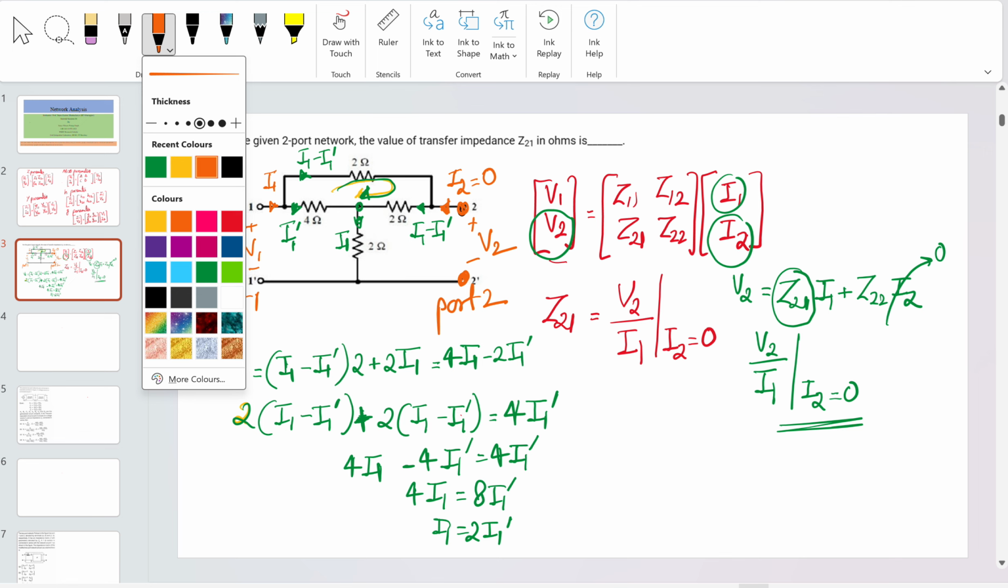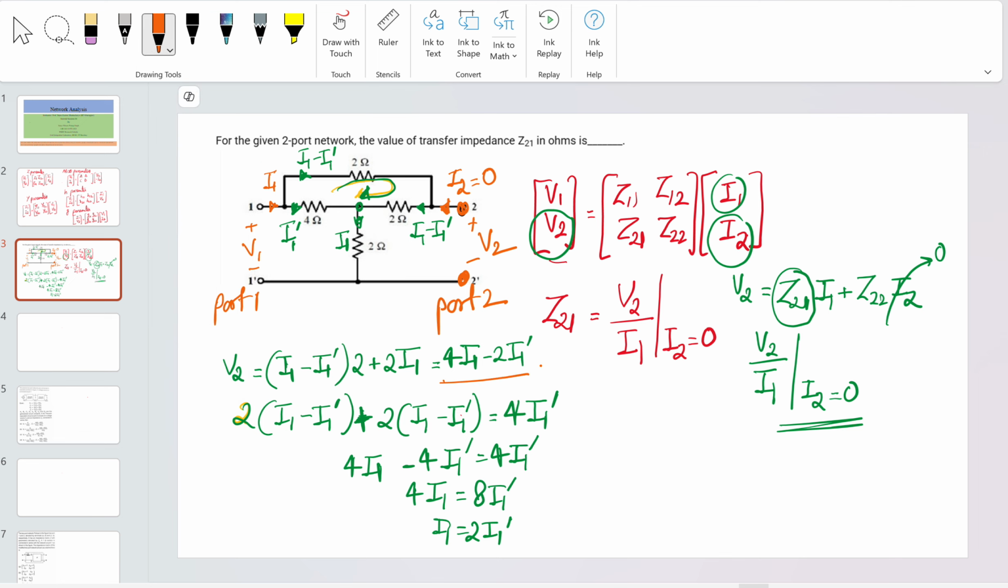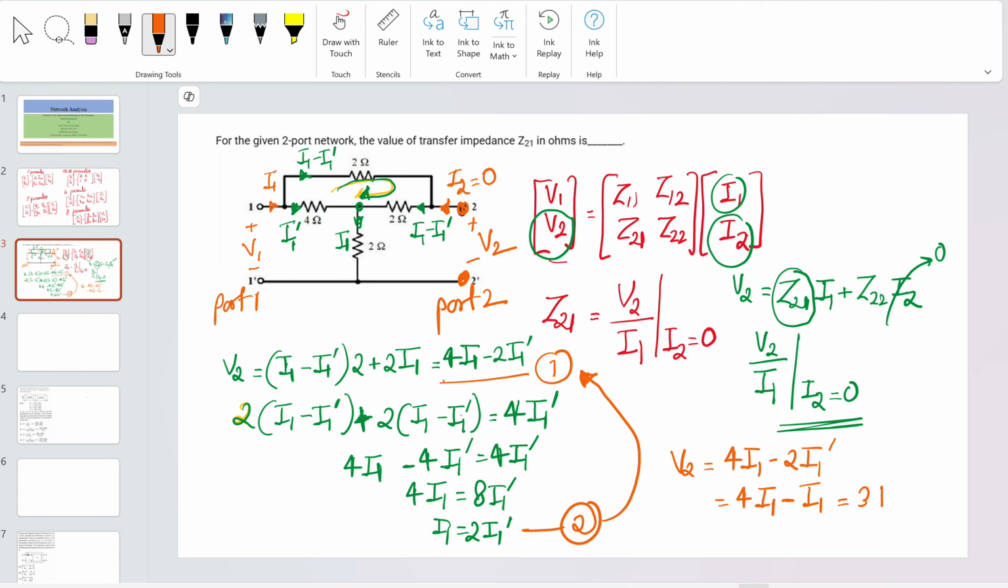We have got two equations basically. From here we have got one equation, and here we got the second equation. Try to put equation 2 into equation 1. You will get V2 is equal to 4 times I1 minus 2 times I1 dash. When you put it, you will get 4 times I1 minus I1, since 2 times I1 dash is equal to I1. It will be equal to 3 times I1. So V2 by I1 is equal to 3 basically.